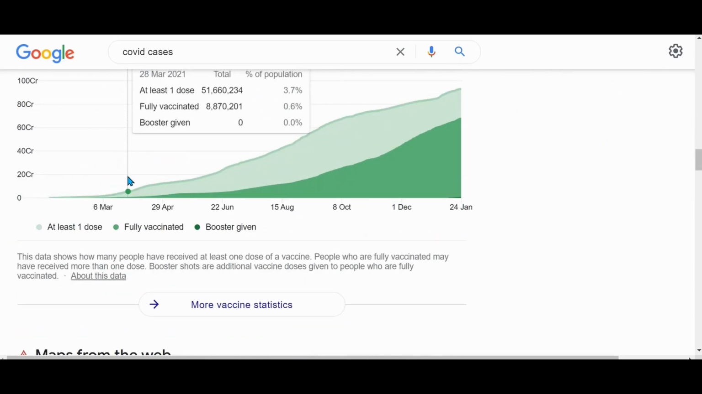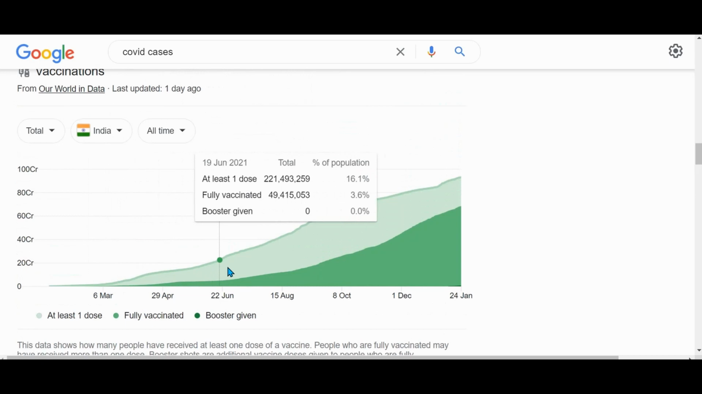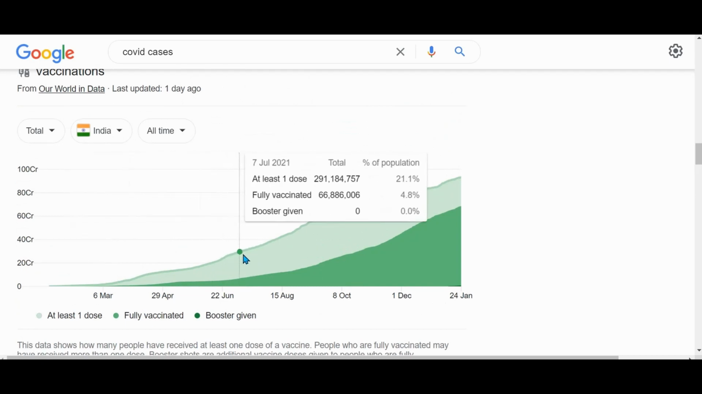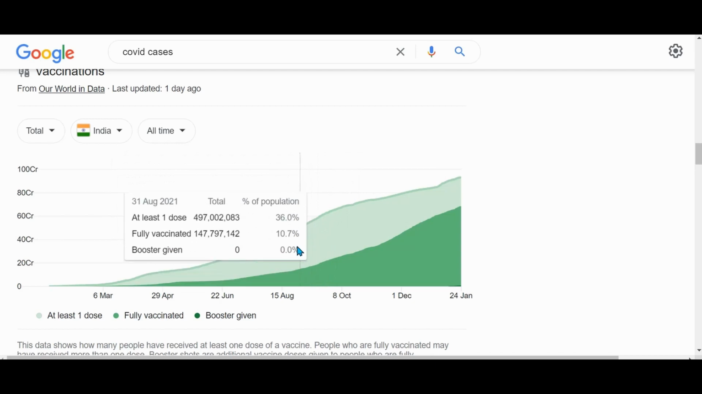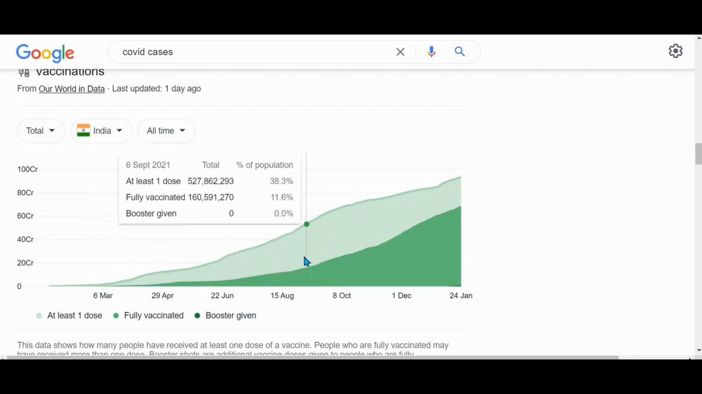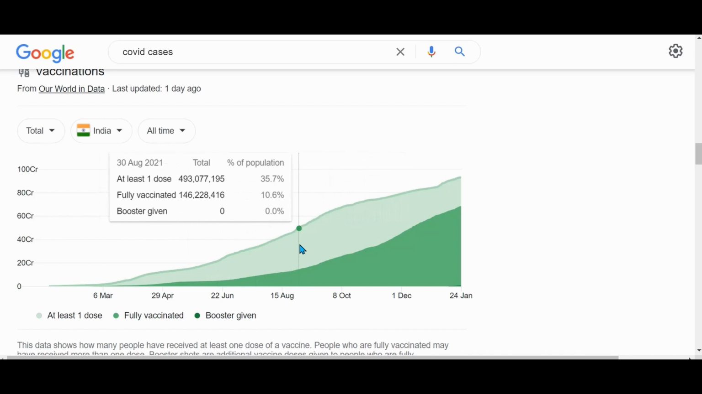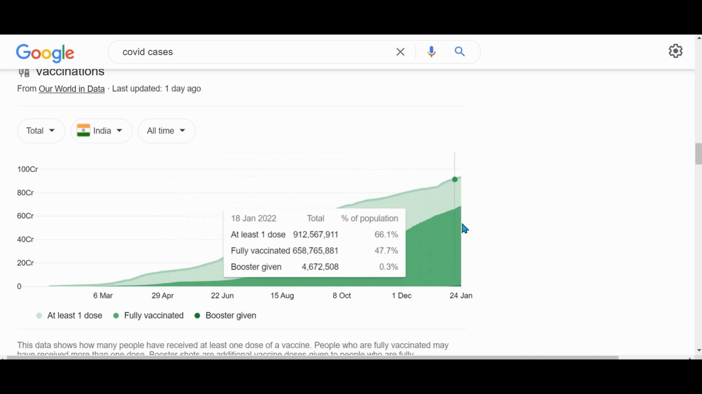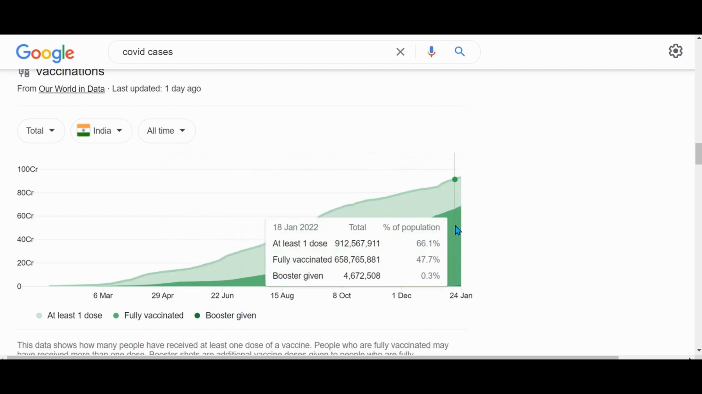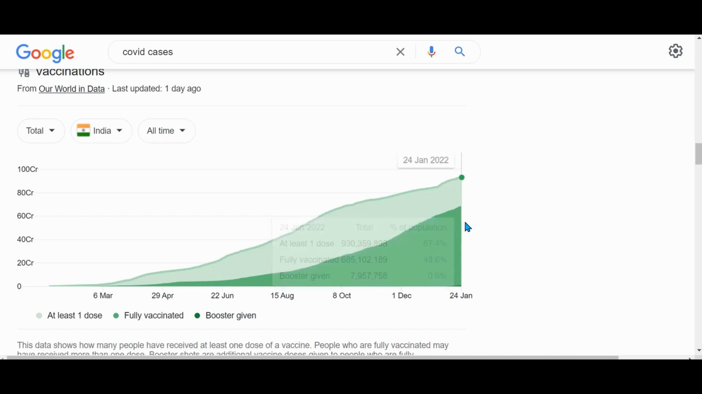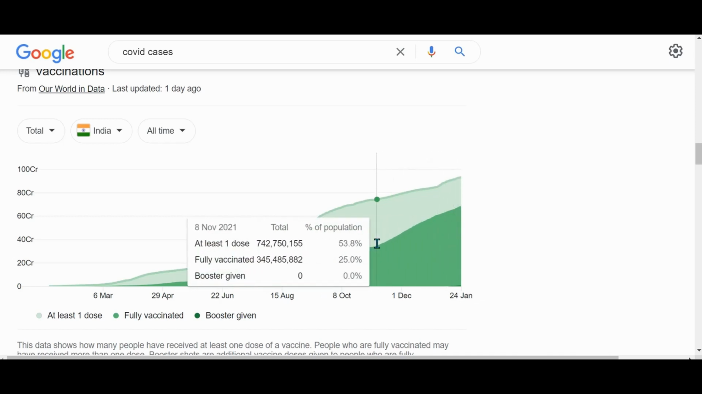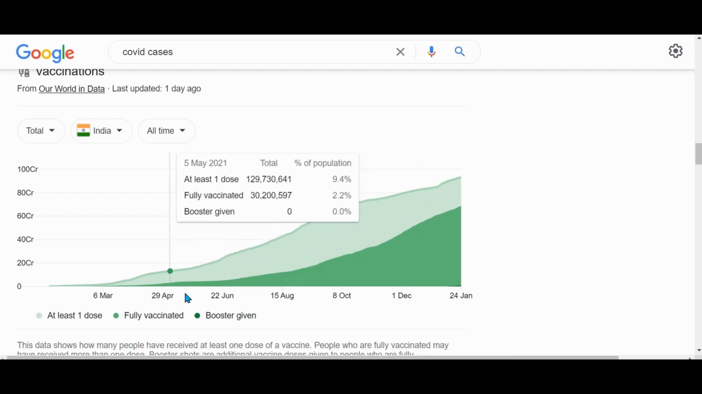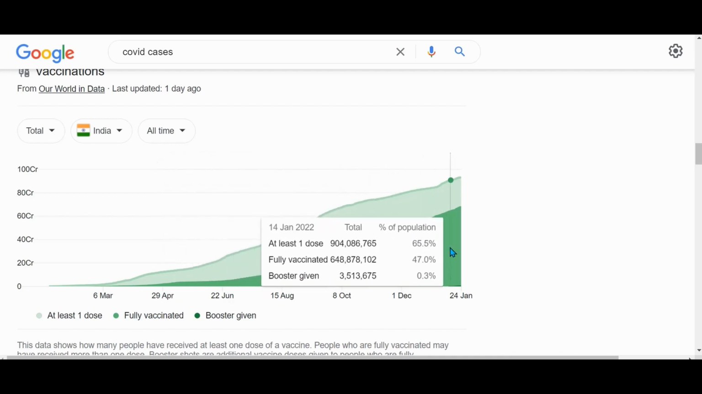Similarly, the next one is vaccination. This graph represents vaccination. You can see that at least one dose is represented by the top line. Secondly, fully vaccinated is the next line, and booster given is the last one. Booster is the darkest region. So here the booster dose is given to 0.03 percent. Fully vaccinated is 47 percent, at least one dose is 66 percent. It is increasing because every day new people are getting vaccinated, so the percentage of vaccination is increasing day by day.